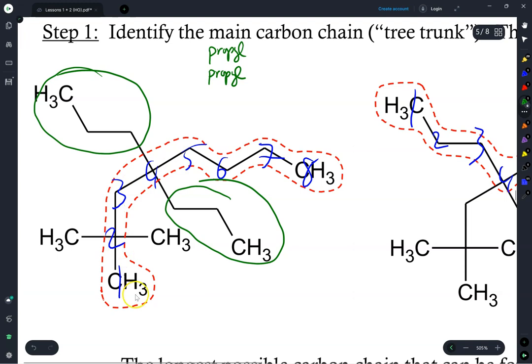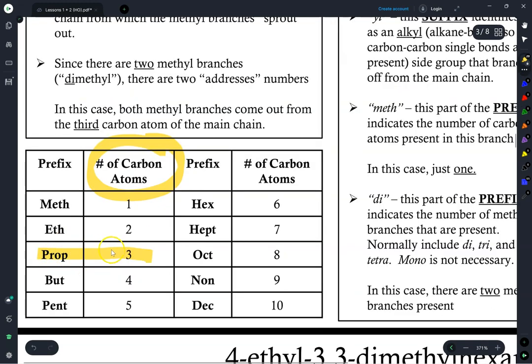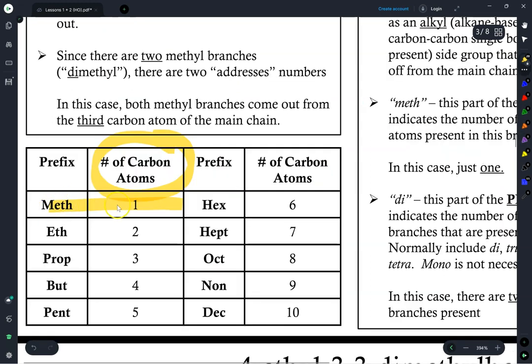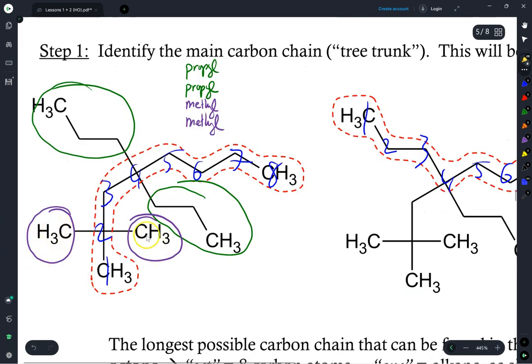If this is the parent chain, then these 2 are propyl branches. The prefix prop means that there are 3 carbons in this branch, and here we see 1, 2, and 3, 1, 2, and 3. Meanwhile, these 2 are methyl branches, where the prefix meth means 1 carbon in this branch. 1 carbon, 1 carbon. So if we choose this to be our parent chain, the propyl branches and the methyl branches are pretty easy to identify and name.